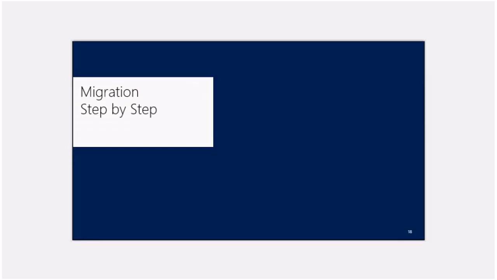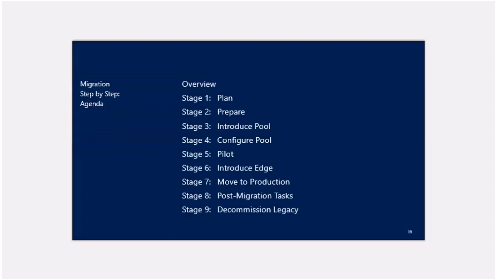So what does this migration process look like step by step? Normally, you want to take what we feel is a 9-stage approach to really make sure that every step of the way you've done your planning, you have your information, and you're doing it in the least destructive and least intrusive way possible to your end users.